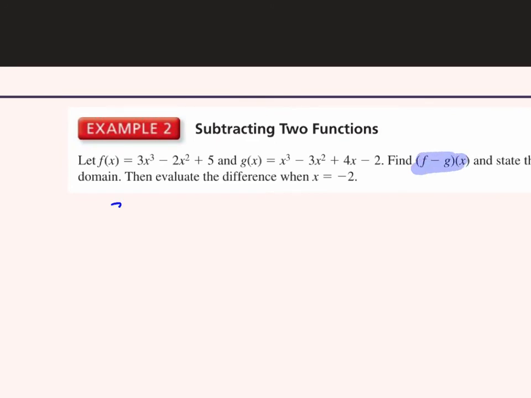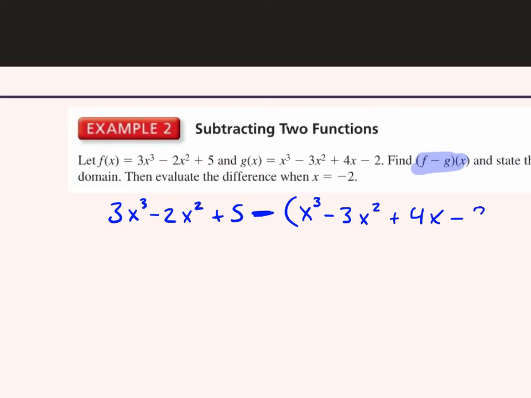So our f of x is 3x cubed minus 2x squared plus 5. It tells us we have to subtract our g of x, so minus everything in the g of x, which is 3x cubed minus 3x squared plus 4x minus 2. What can we do to simplify this? What should we do first?